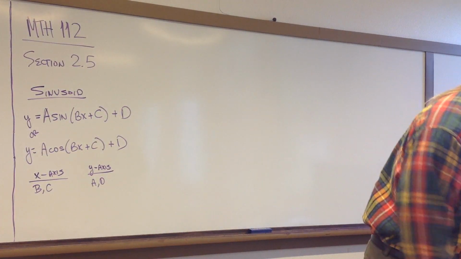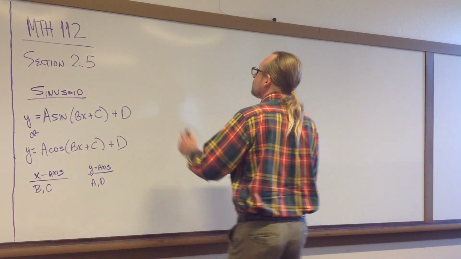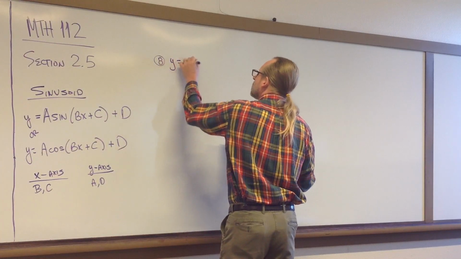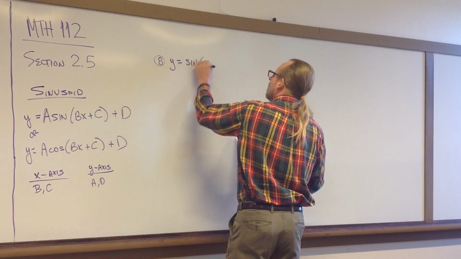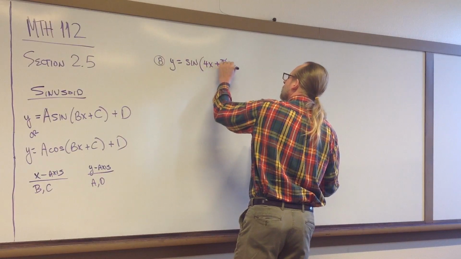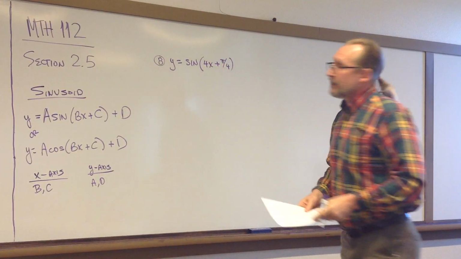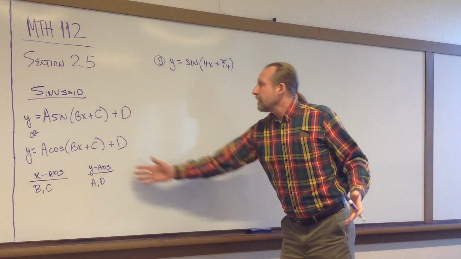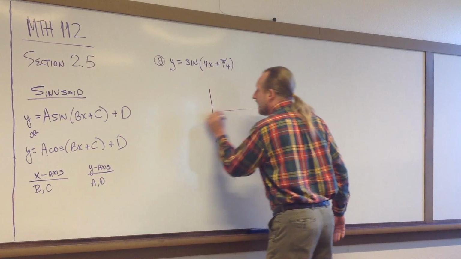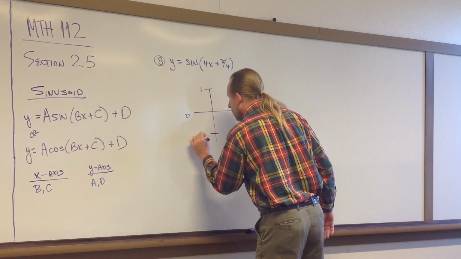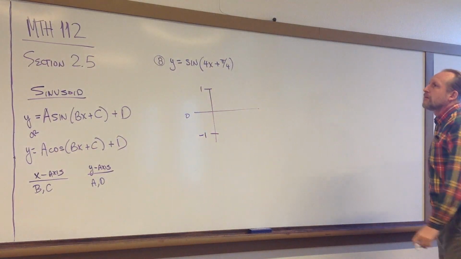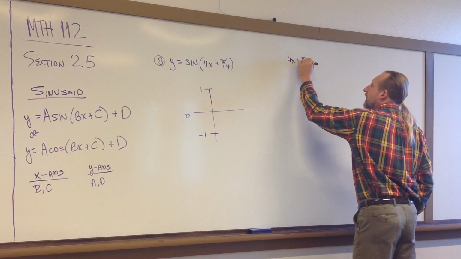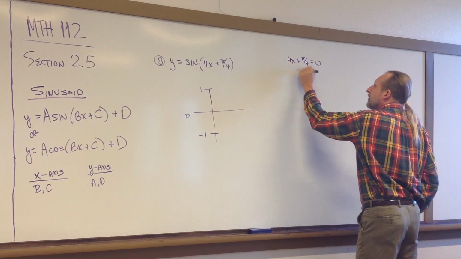All right, problem 8. Y equals the sine of 4x plus pi/4, and that's it. All right, so amplitude is 1, vertical displacement is 0, so our y-axis is just a standard y-axis. Okay? Our new starting point, we set 4x plus pi/4 equal to 0.